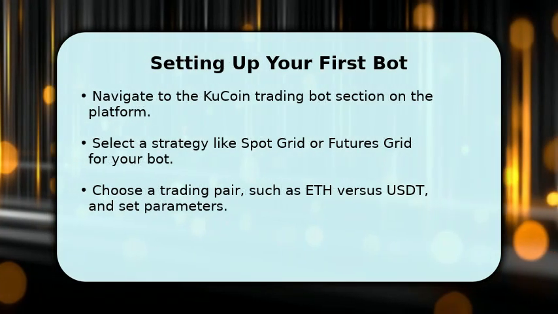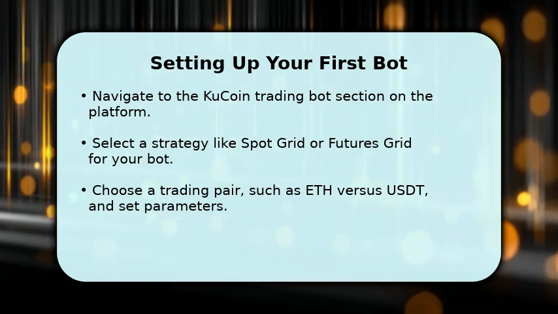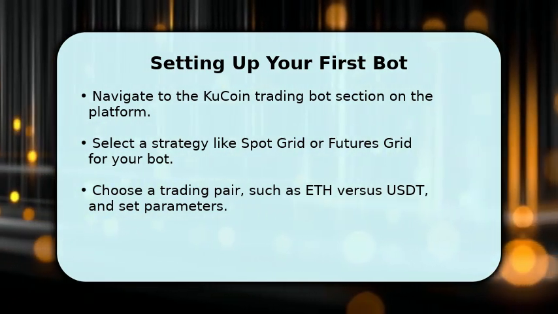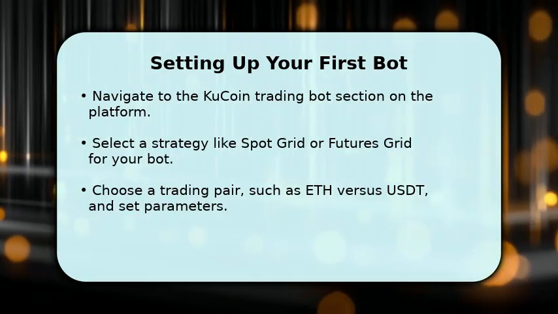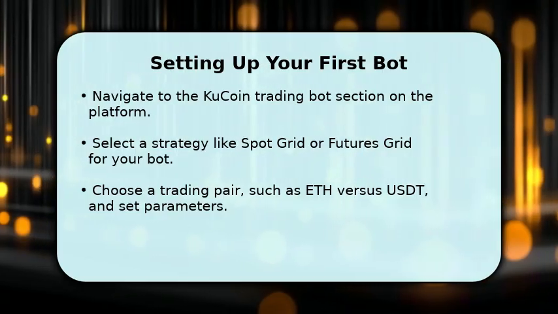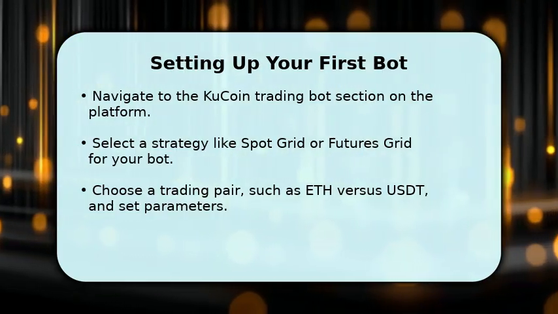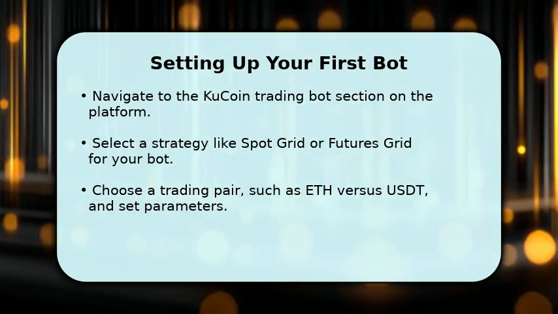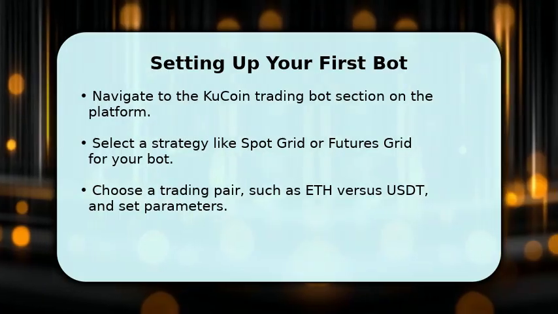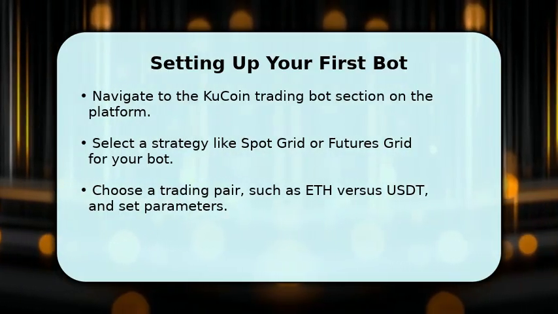To set up your first bot, head to the KuCoin app or website and find the Trading Bot section. You'll then choose a strategy. Spot Grid is popular for beginners. Next, select a cryptocurrency pair like Ethereum versus USD and define your investment amount. Carefully set your price range and the number of grids. Once configured, launch the bot and let it begin executing trades automatically.